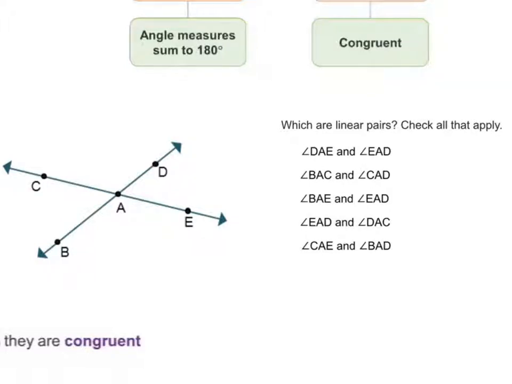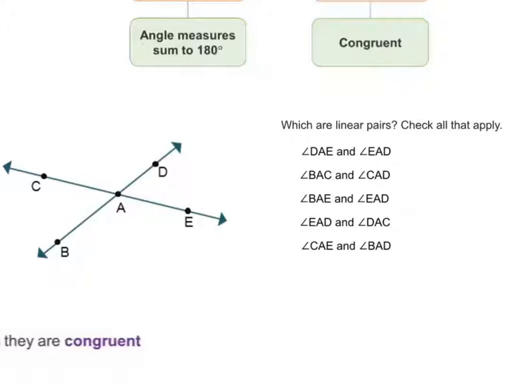Let's take a look at this next question. What you have here is this figure with two intersecting lines. You've got line BD intersecting line CE at point A, and it says, which are linear pairs? Check all that apply. A linear pair means two adjacent angles whose opposite, non-touching sides make a straight line.